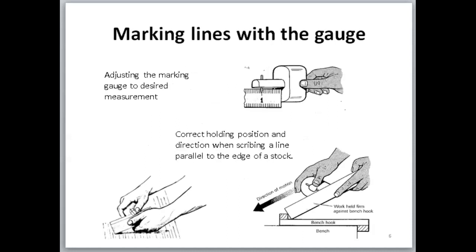Now, marking lines with the gauge includes adjusting the marking gauge to the desired measurement as shown. It also indicates the correct holding position and direction when scribing a line parallel to the edge of a stock. And as you can see, one method, two diagrams are shown as to how the marking gauge should be held when scribing lines. And notice that the direction of motion is away from the body, not towards the body, when you are scribing lines. And that's a safe way of using the marking gauge.